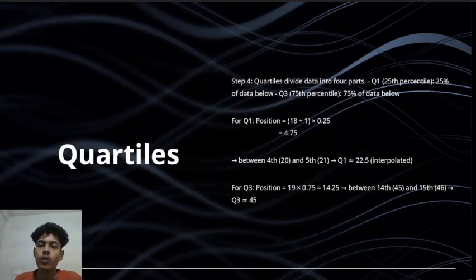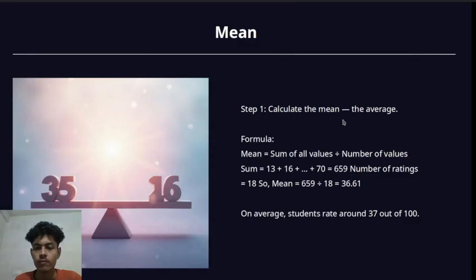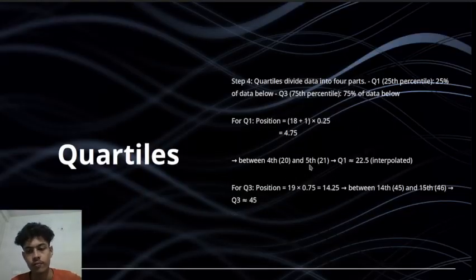Quartiles divide the data by percentage, like 25% and 75%: the first quartile has 25% of the data below it, and the third quartile has 75% of the data below it. We will find quartile 1 using the number of values plus 1, multiplied by 0.25, which lies between the 4th and 5th values, 20 and 25, 21, and our approximation will be 22.5.